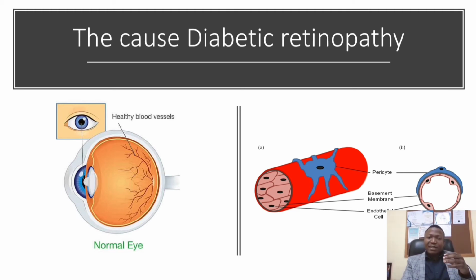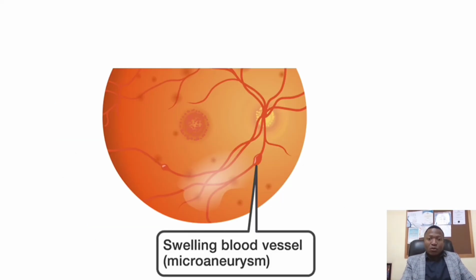And when the blood vessels dilate, there will be a loss of pericytes. The role of the pericytes is to hold the artery in structure. So if they are lost, it results in outpouching or ballooning of the retinal arteries. The ballooning of the retinal arteries looks like this, and this is called a microaneurysm. This is the first stage of diabetic retinopathy.